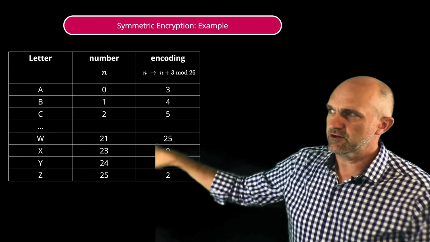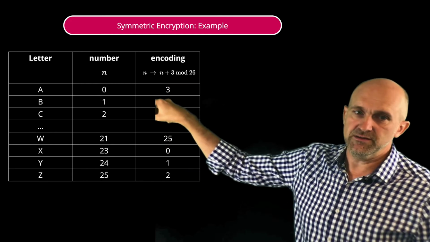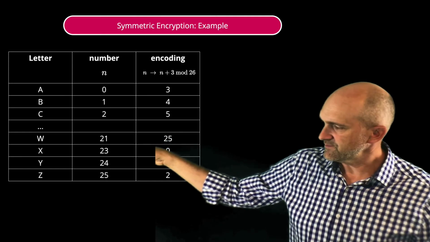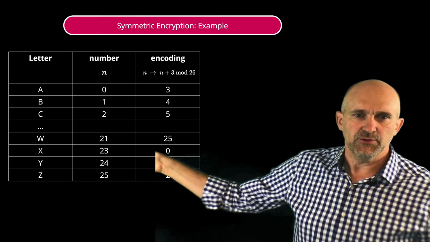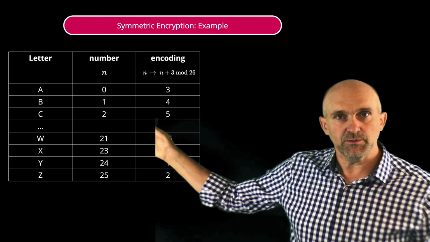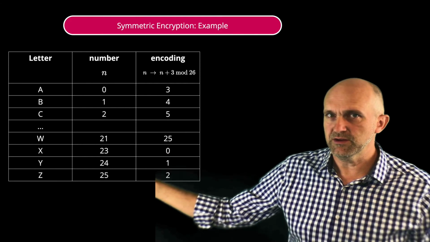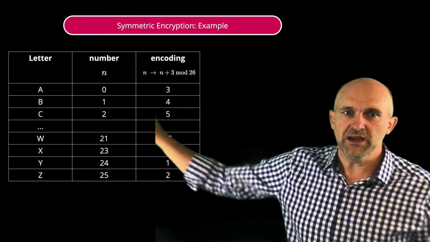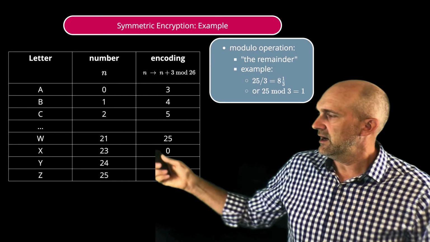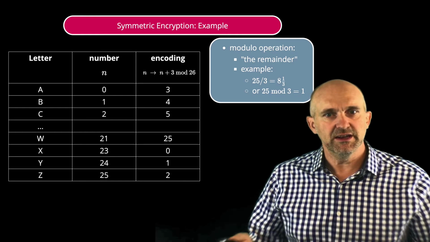But in order to make sure that you still use the numbers from 0 to 25 only, you then have to restart at 0, and this is what the mod operation does. It is the remainder. Formally, you take x, which is 23, plus 3, which is 26. That is larger than 25, so you divide and the remainder is 0. So x is 0, and so on. And that gives you the corresponding number as a cipher.